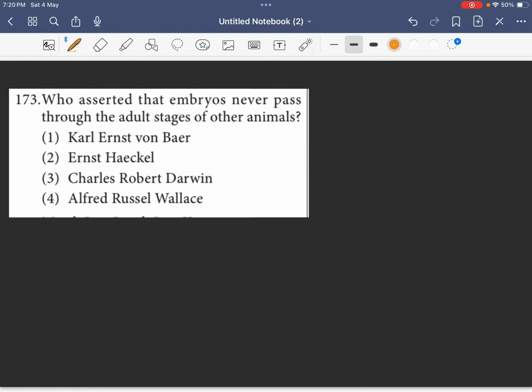Who asserted that the embryo never passes through the adult stage of the other animal? It is Karl von Baer. So the answer is 1.